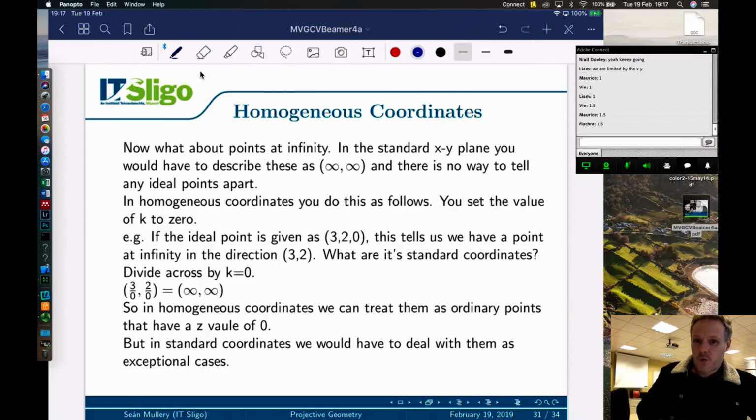So what are its standard coordinates? Well, we just divide across by k, which in this case is 0. So 3 divided by 0 is infinity, and 2 divided by 0 is infinity. So there are certainly infinite points, but we have information about the direction that they're in. In homogeneous coordinates, we can treat them as ordinary points that have a z value of 0. But in standard coordinates, we would have to deal with them as exceptional cases, and that would be a problem.